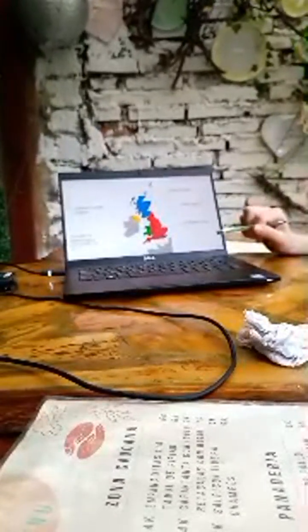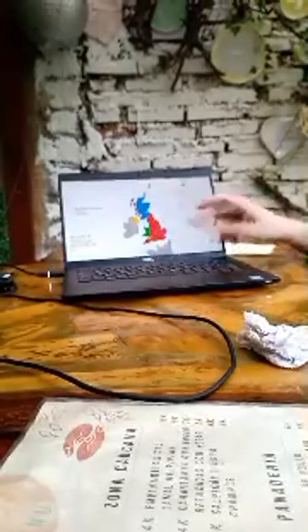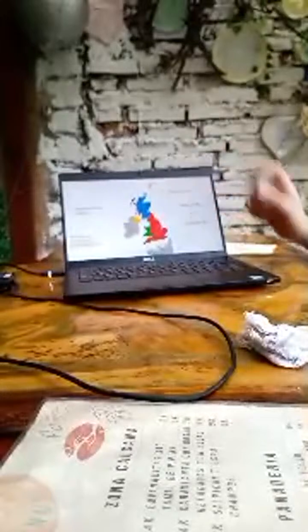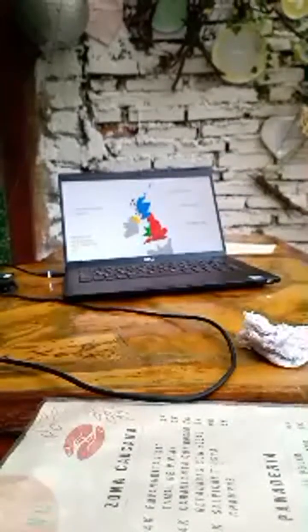Right, we did this already. England is red. These are kind of the national colours, more or less. Scotland is blue, England red, Wales is green, Northern Ireland is yellow. Understand?